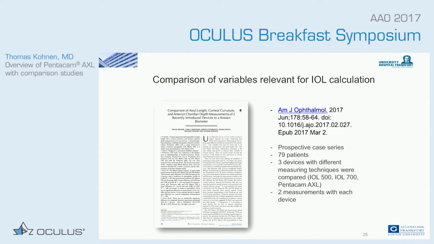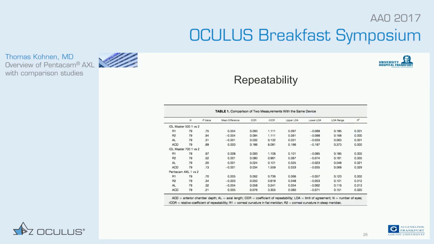Now, just this year, we published a comparison between 3 devices, actually. A prospective case series, 79 patients. We did a retrospective study previously, but we wanted to do this in a prospective manner. Therefore, we designed this study, and we looked at 3 devices: the IOL Master 500, the IOL Master 700, which is a new device, and the Pentacam. And we did 2 measurements with each of these devices, and the outcome is repeatability.